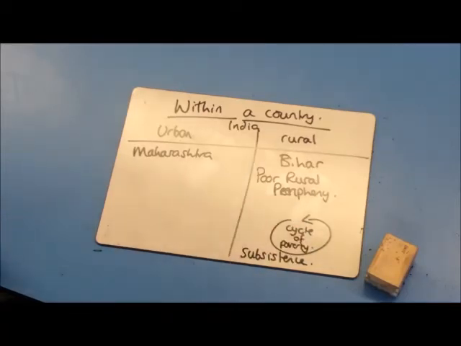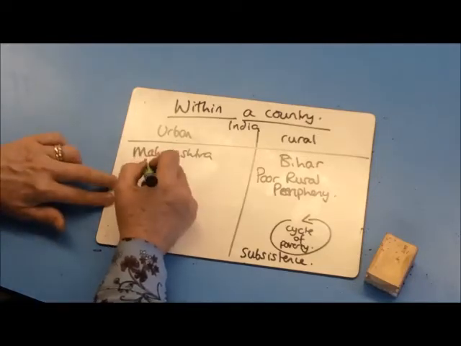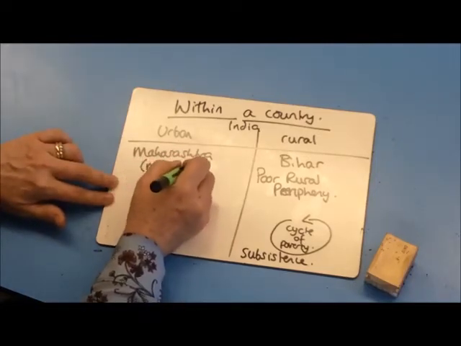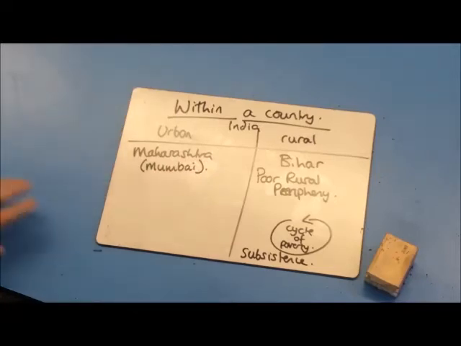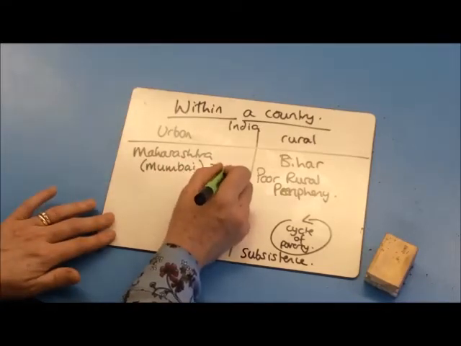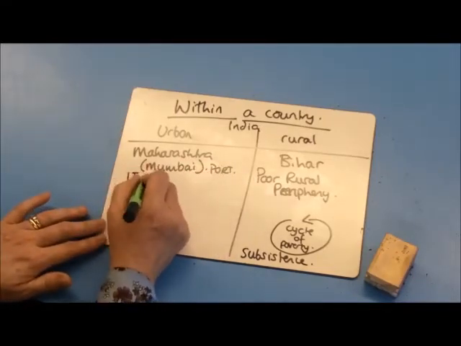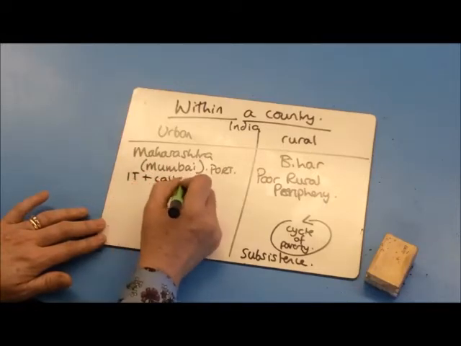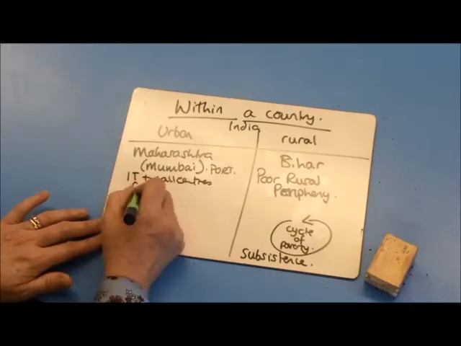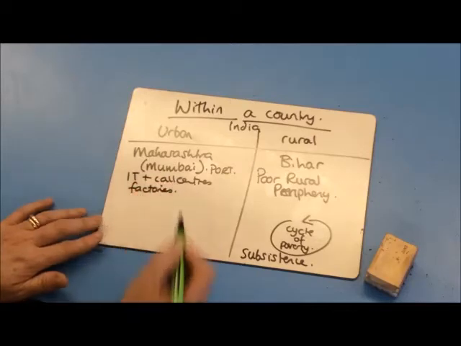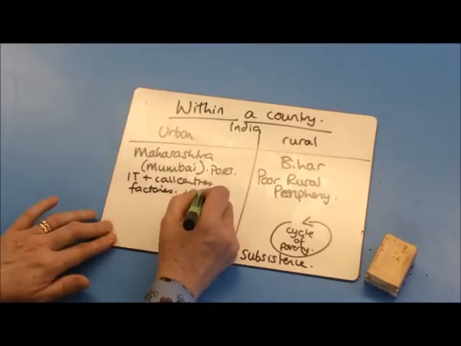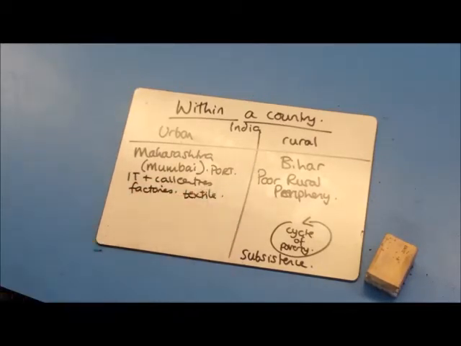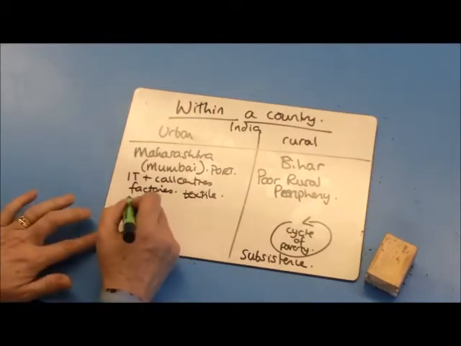Furthermore, Bihar is quite isolated. It's a long way from the coast, so it's not really going to be an attractive proposition for an investor. Maharashtra, on the other hand, and the capital is Mumbai, is the location of the port. There is lots of IT and call centres here. Lots of factories. In fact, half the people who work in factories work in textile factories, so making clothes. It's also the location of Bollywood.